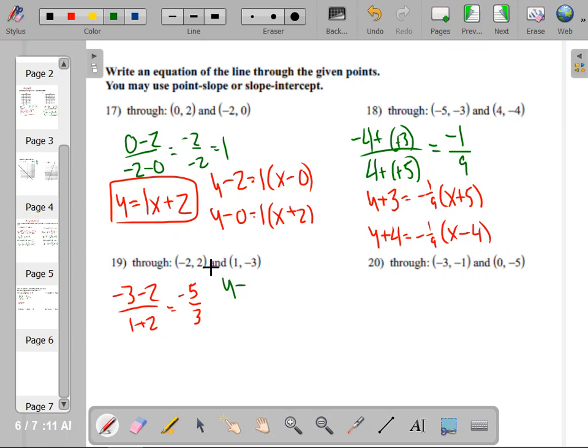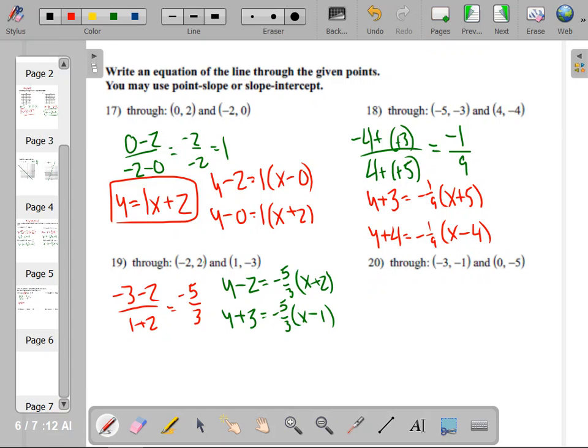Y minus a y-coordinate is 2 equals m, -5/3, x minus -2, which is x plus 2. That's one of them. Or y minus -3 equals -5/3 x minus 1. Either of those are fine.